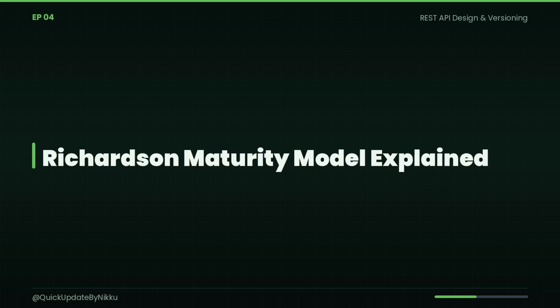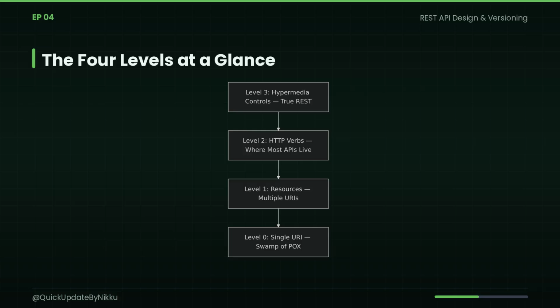Leonard Richardson's maturity model gives us a precise vocabulary for talking about how well-designed an HTTP API actually is. Martin Fowler brought it to mainstream attention, and it remains one of the sharpest mental frameworks in API design. We are going to walk up all 4 levels and understand exactly what separates each one. Each level builds on the one below it.